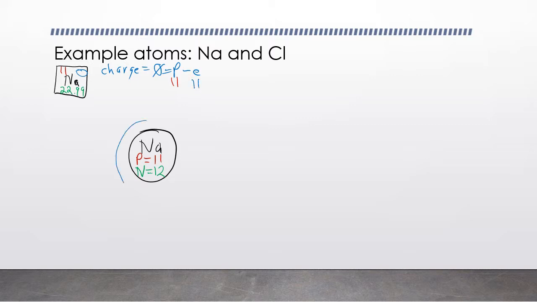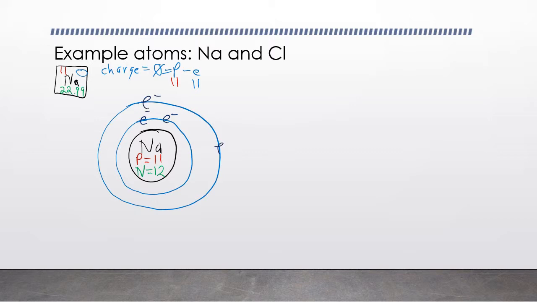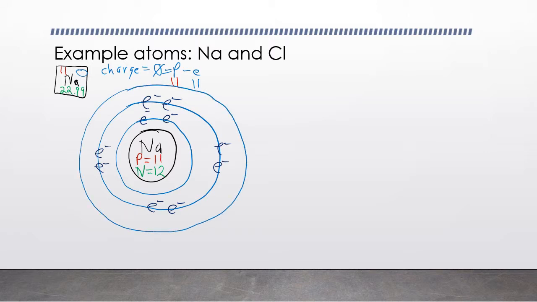So we remember our 288 rule. We're going to put 2 electrons in our inner shell. We're going to put 8 electrons, 1, 2, 3, 4, 5, 6, 7, 8, in our next shell, that's 10. We have 1 more electron left, so we have to add a third shell. This is the first atom we've seen that has a third shell. So we've got 1 lonely little electron out here in the third shell.